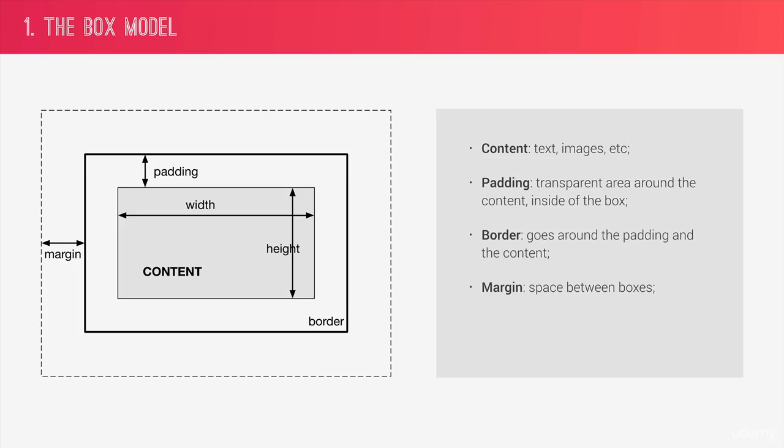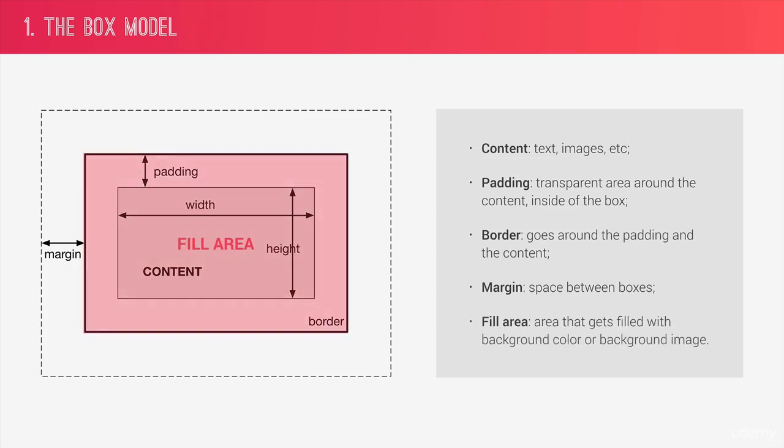And finally, there's something called the fill area. Remember how the text content in images go inside the content box? The same does actually not apply for background images or the background color of a box. These properties will be applied not only to the content box, but to the entire fill area, which also includes the padding and the border, but not the margin.